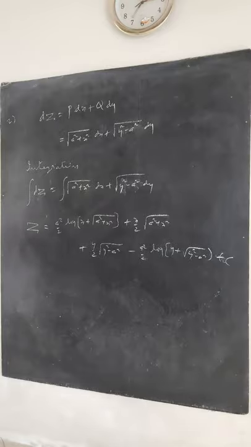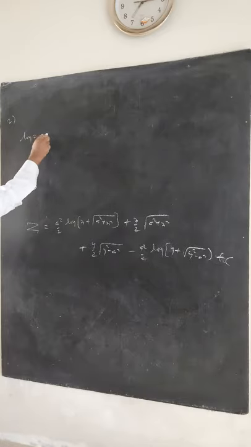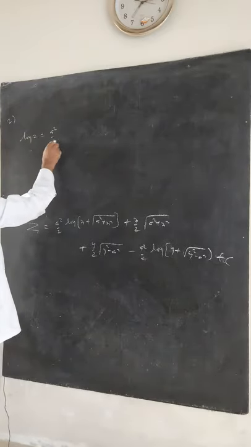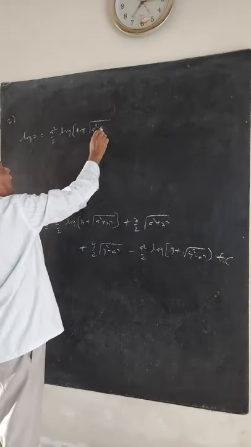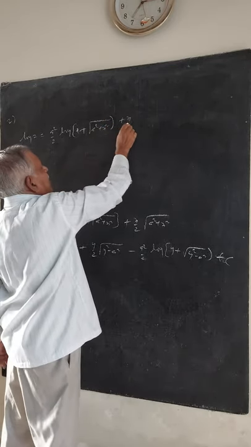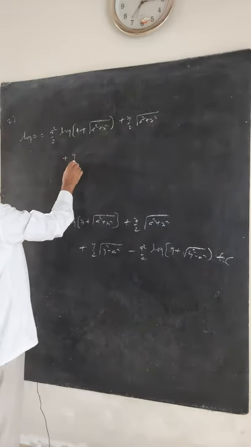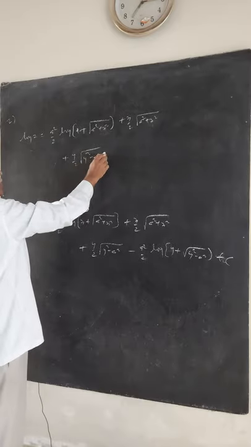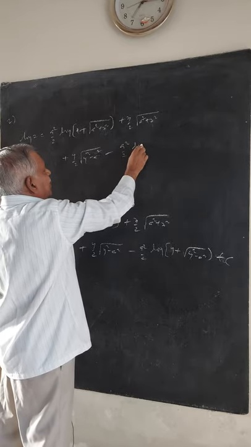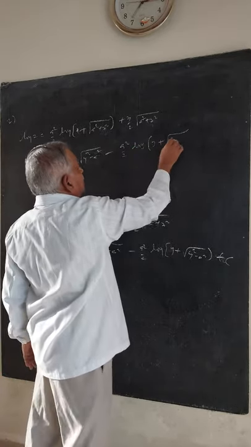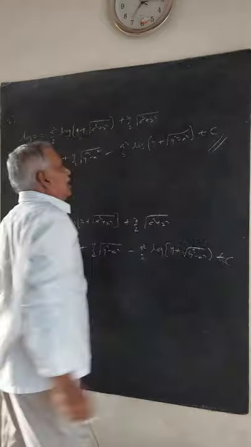What is Z? Log small Z. Applying the log small Z in this, log small Z equal to A square by 2 log of X plus root of A square plus X square plus X by 2 root of A square plus X square. Similarly, Y by 2 root of Y square minus A square minus A square by 2 log of Y plus root of Y square minus A square plus C is the answer.